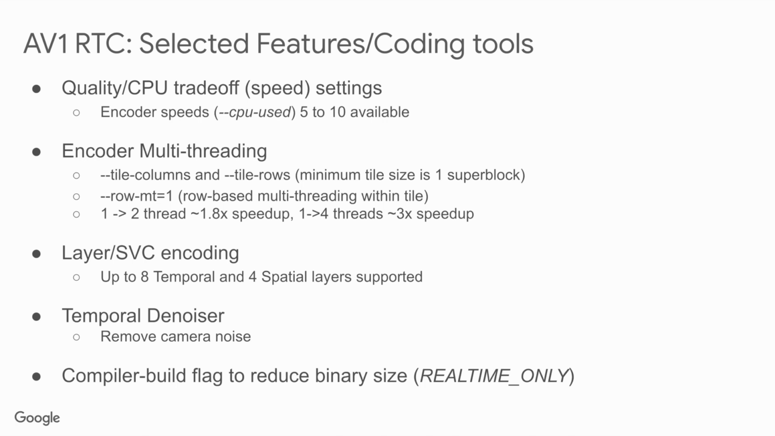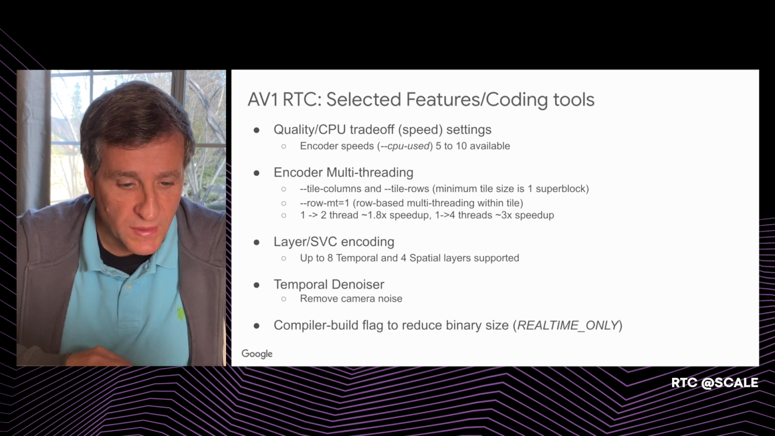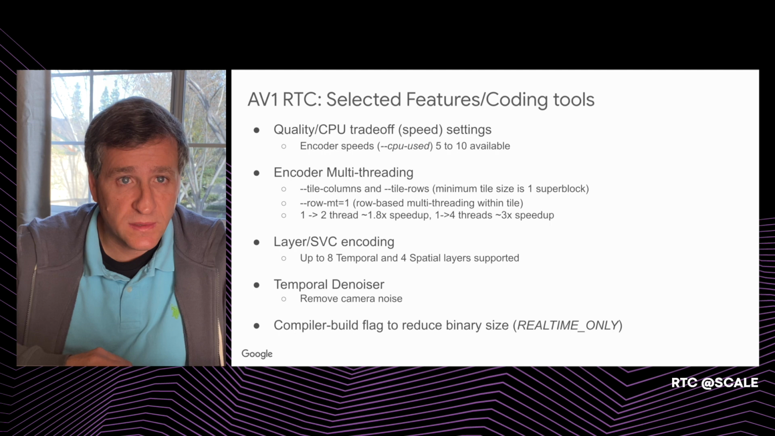Another feature is the layered coding, or the SVC coding, where up to 8 temporal and 4 spatial layers are supported in AV1, and I'll talk about the SVC a little bit more later on. We have a temporal denoiser in the RTC encoding path. This is used to remove camera noise. This is something that's been very useful in the past codecs, in the VP8, VP9 codecs.